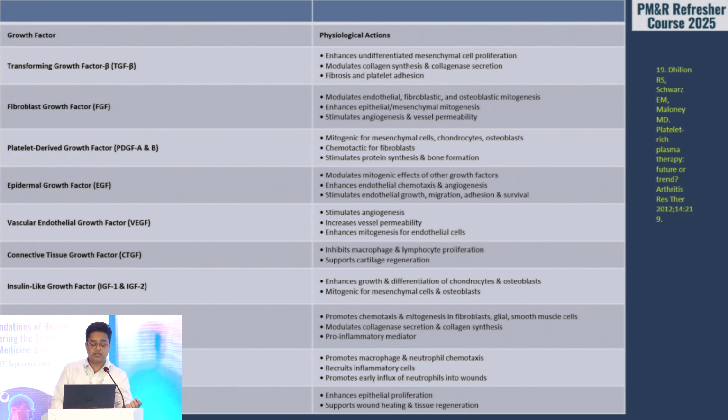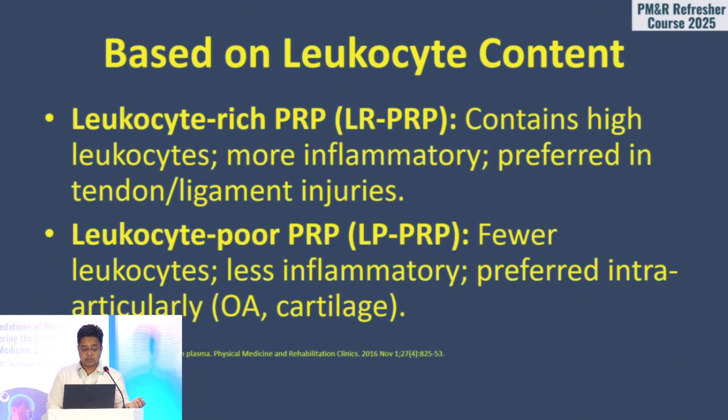These are the growth factors found in platelets: transforming growth factors, fibroblast growth factors, platelet derived growth factors, epidermal growth factors, vascular endothelial growth factors, connective tissue growth factors, insulin-like growth factors, platelet factor, interleukin, and keratinocyte growth factors. From an exam point of view, you have to memorize these growth factors.